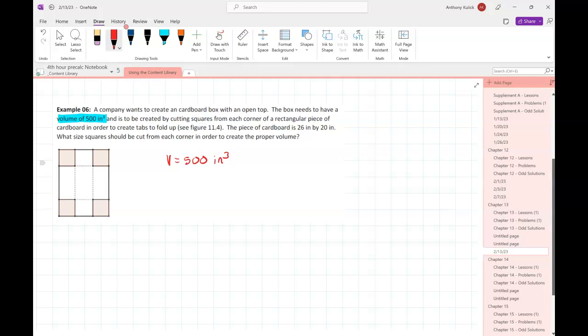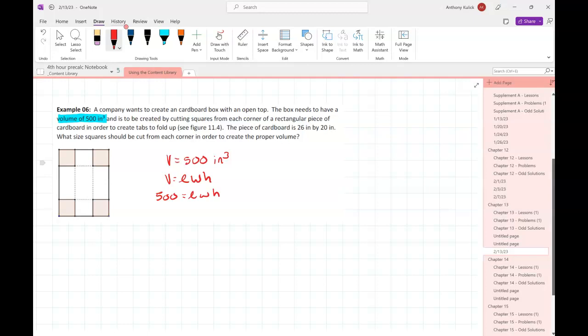And then who remembers how to calculate the volume for a box? Length times width times height is correct. Actually, I'm going to just write it like that. Okay. So in this case, I know that the length times width times height has to be 500. So far, so good? Okay.